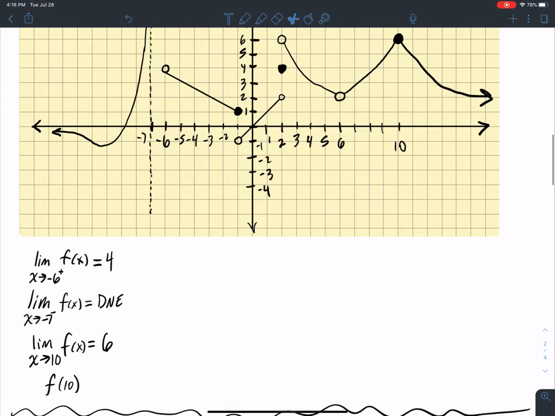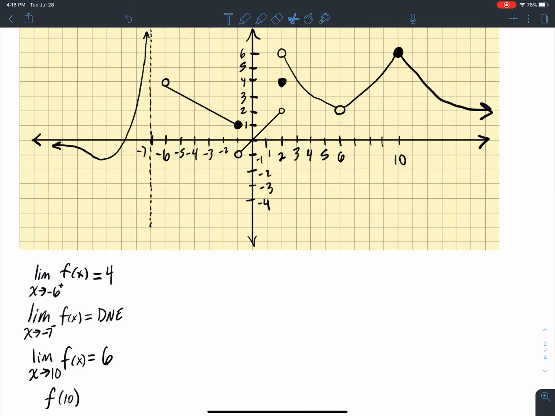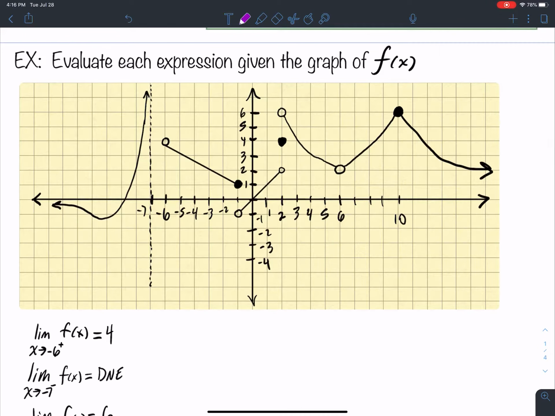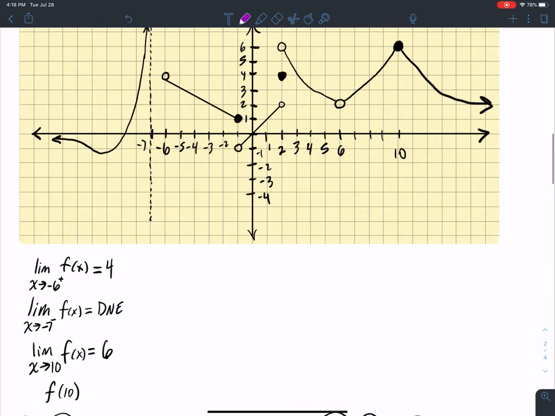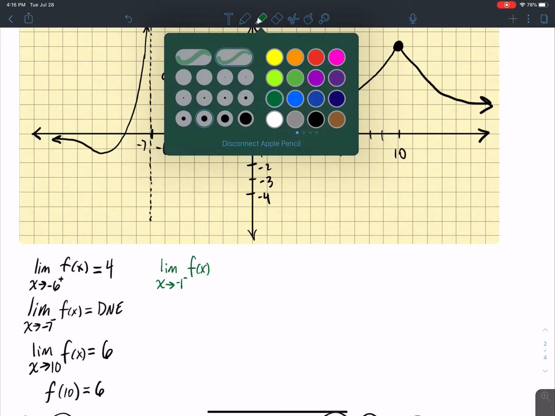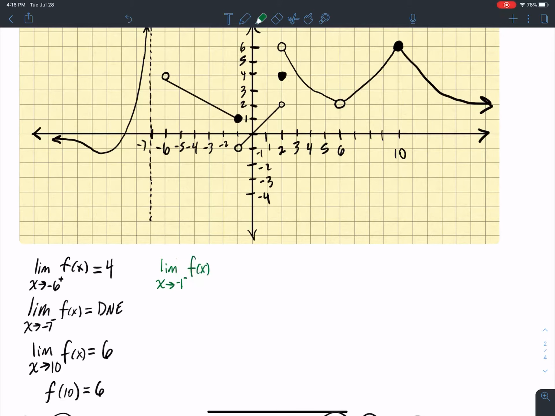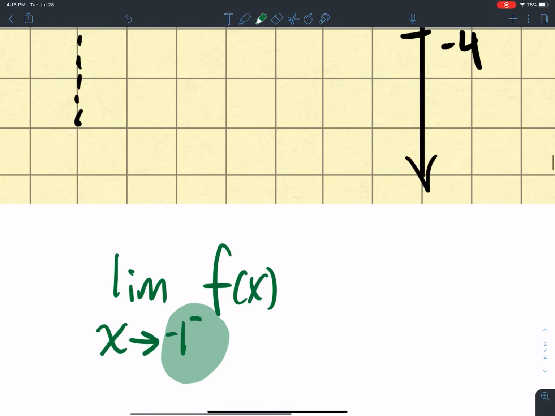Now, f of 10. If I plug in 10 into my function, it's going to output, looks like 6 also. It's not always the case that the function output equals the limit, but here is a scenario where that is true. Okay, the next one, I'm going to switch to green since this is green, but it's -1.